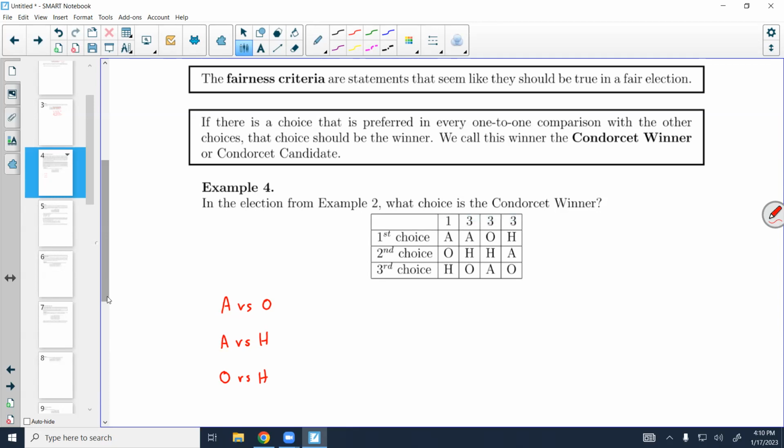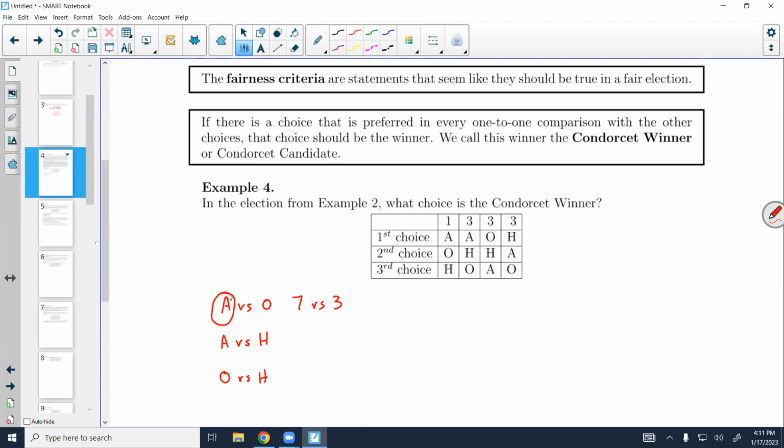So looking at Anaheim versus Orlando, we have these. Actually, let's do it this way. These, that's Orlando, and that's Anaheim. So we have 7 versus 3. So in that head-to-head, Anaheim wins. Okay? Makes sense.